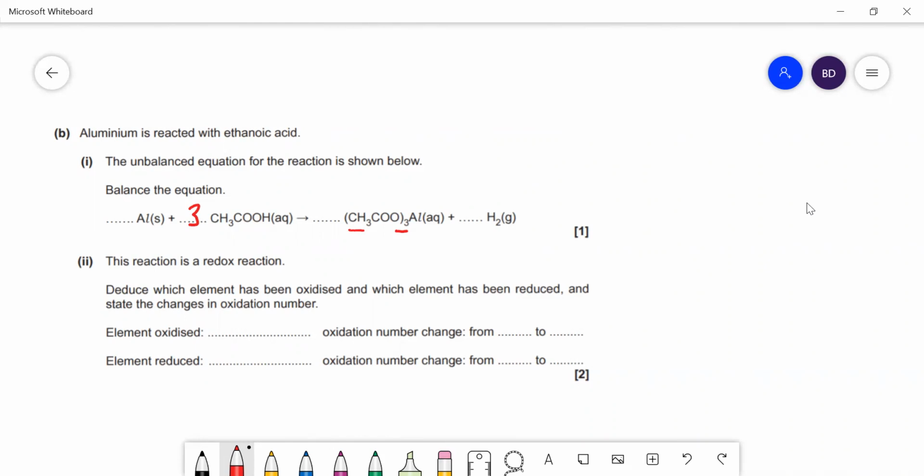That means we're going to need 3 aluminiums. So that's going to give us how many hydrogens? Well, we're going to lose 3 H's, so that's 1.5 H2. It's all right using halves, but 1.5 is a bit funny, so let's double everything. Let's start again with that.